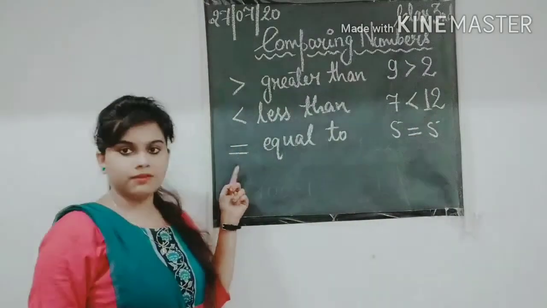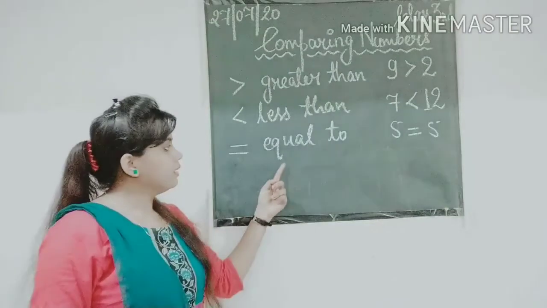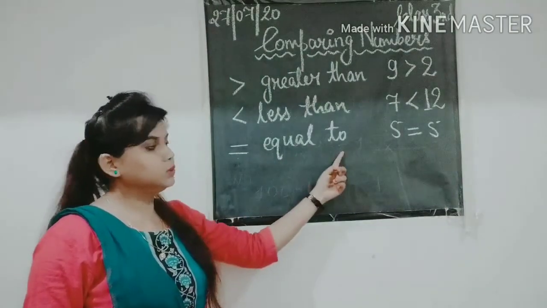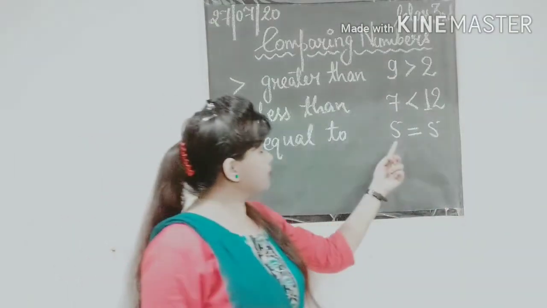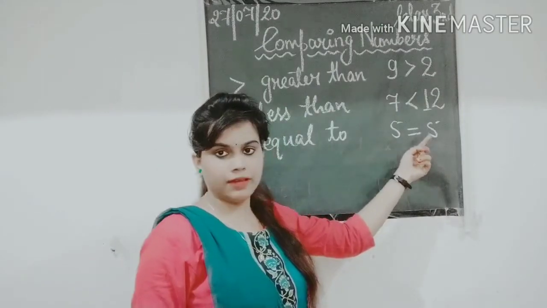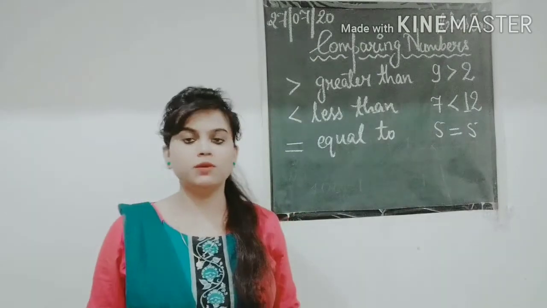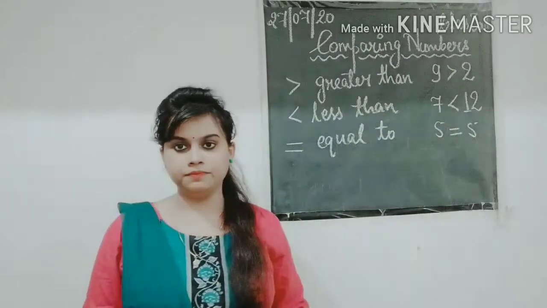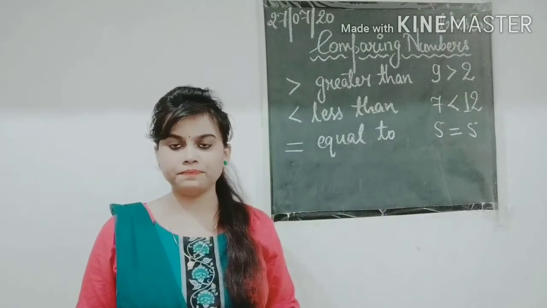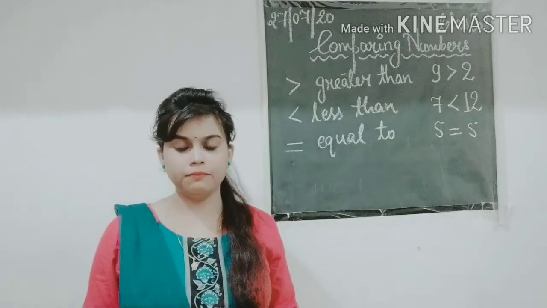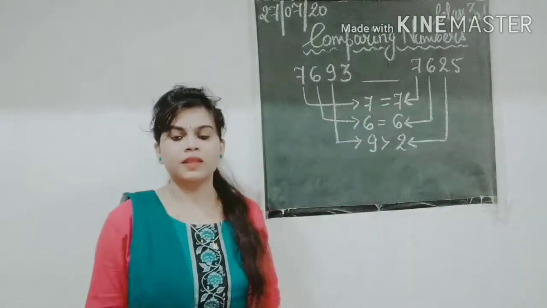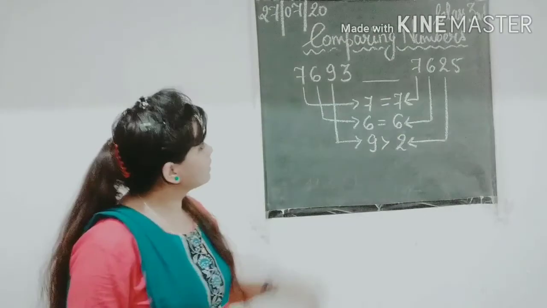And this symbol is very familiar to you all. This symbol is known as equal to. For example, 5 is equal to 5. When we find equal numbers, we use this equal sign, okay? Let us know more about it by using an example. Let us compare these numbers.